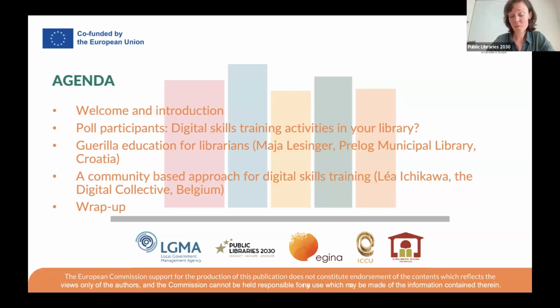Then we have two very interesting speakers. Maja from Prelog in Croatia, she's already there, and she will present a fascinating program she developed in her library for librarians on data management. And then we will have a second speaker, Léa Ichikawa, from the Digital Collective. They come from outside the library field, and they developed a very interesting community-based approach for digital skills training.